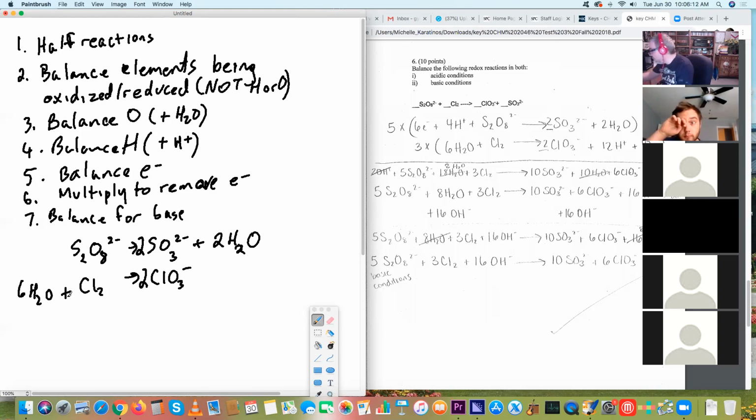So the next step is to balance the hydrogens, and we do that by adding H+. I'm looking over here, I see this one has 4 hydrogens, so I'm going to go ahead and add 4 H+ over here. And for this one, there are going to be 12 hydrogens, so I'll add 12 H+ over here.